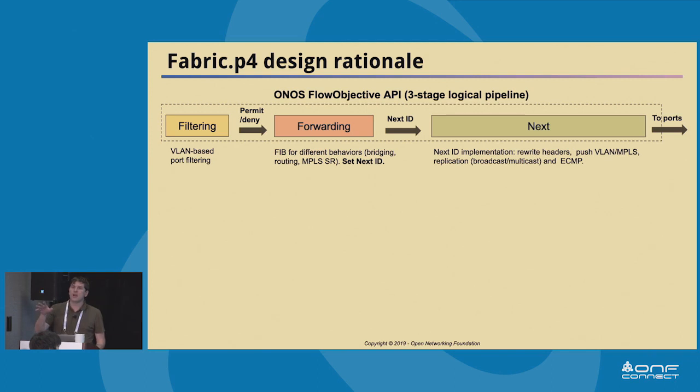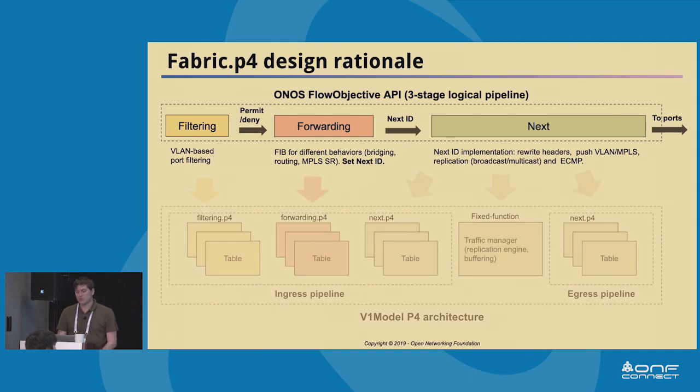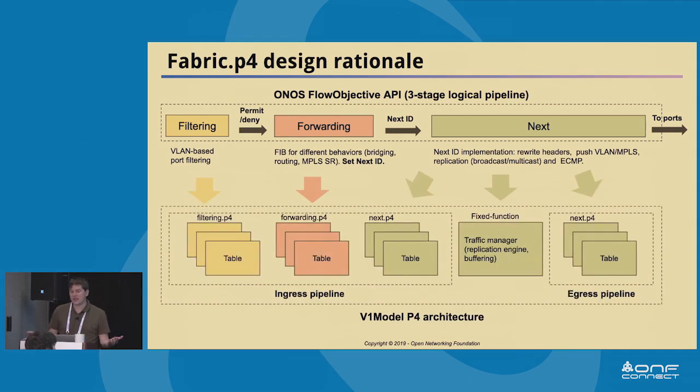So given this API in mind, and given the fact that Trellis was already using this API, we wanted to come up with a solution that would allow us to use P4 and use silicon as quickly as possible. So essentially, we designed fabric.P4 in a way that provides almost a one-to-one mapping between this logical pipeline and the tables in the P4 program.